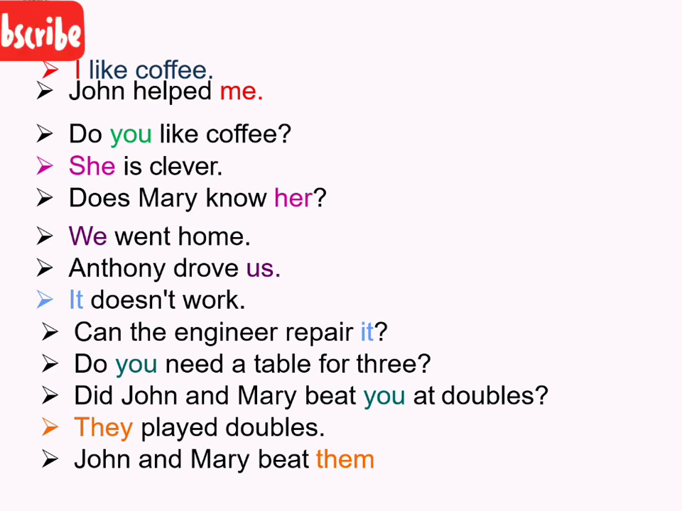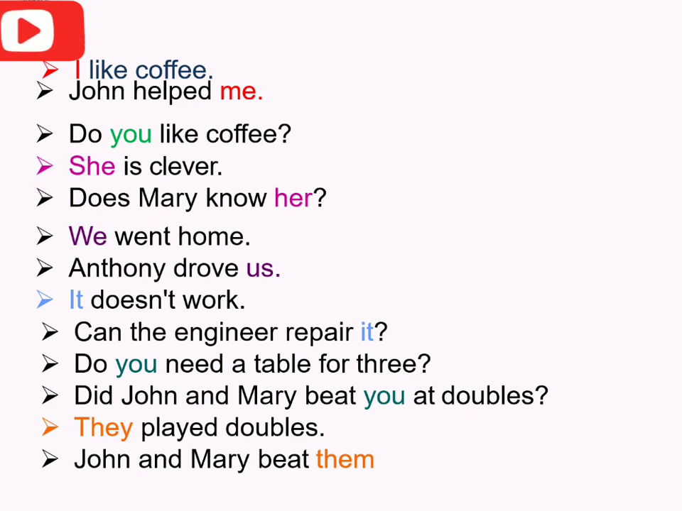"John helped me." Now "me" is the object over here. So which personal pronoun have I used? "Me." "Do you like coffee?" Now I am talking about the second person. So I have used the personal pronoun "you". "She is clever." Now I am talking about the third person. So "she is clever", I am talking about someone else. So this is the third person and singular. So which personal pronoun have I used?